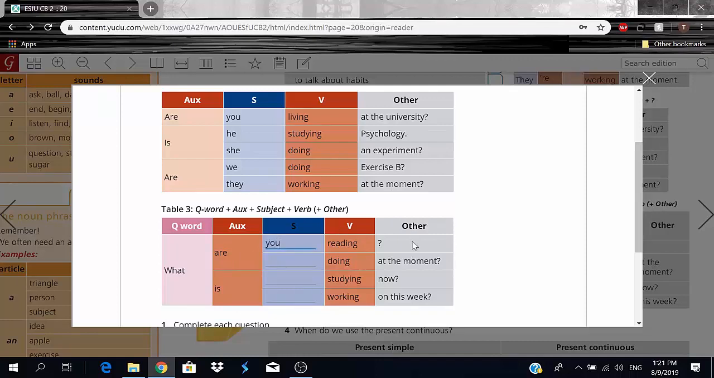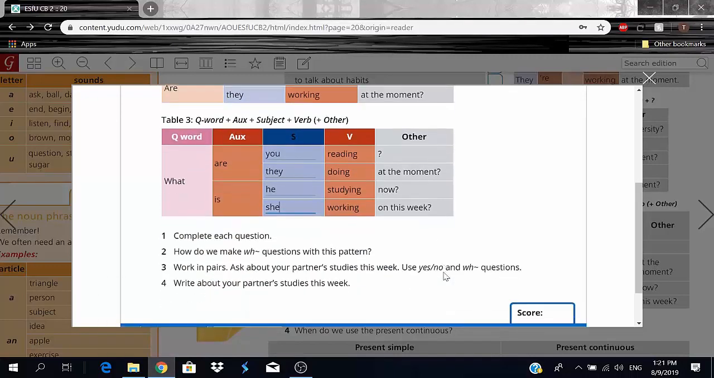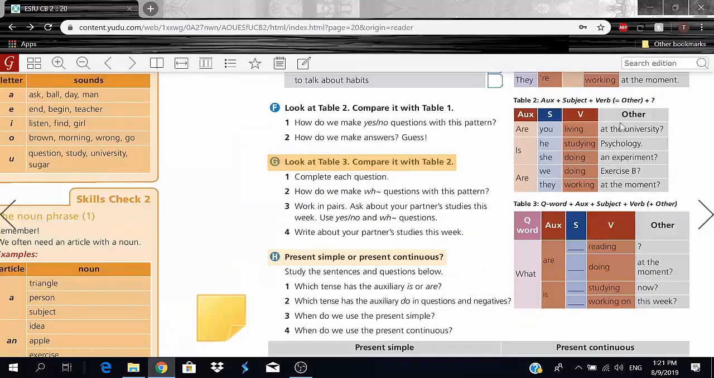Now, do you think I can answer these questions with a yes or no? No, I cannot. I'm going to have to be a little bit more specific. What are they doing at the moment? What is he, I can say he, studying now? Okay, and whenever I'm answering these questions, always be specific and don't say yes or no. Okay? You cannot use yes or no with these questions. You gotta be specific. What is she, you can use she, working on this week? Alright? Now let's move on.